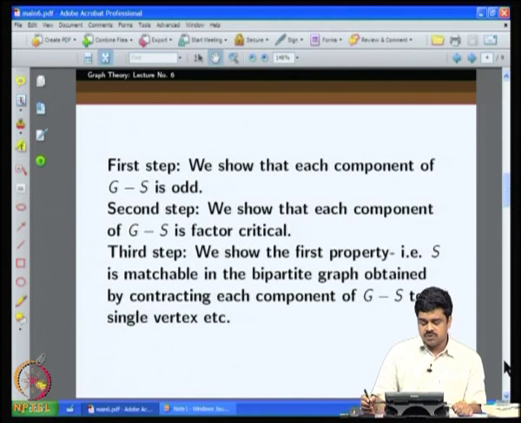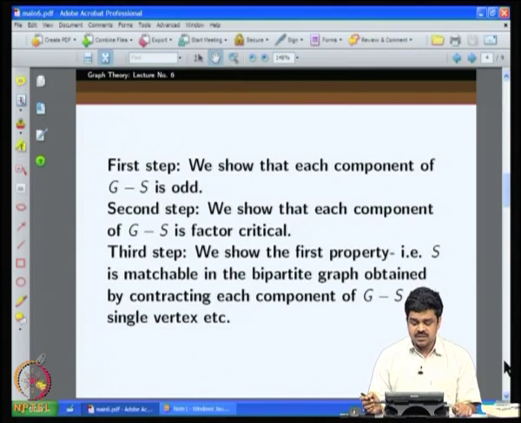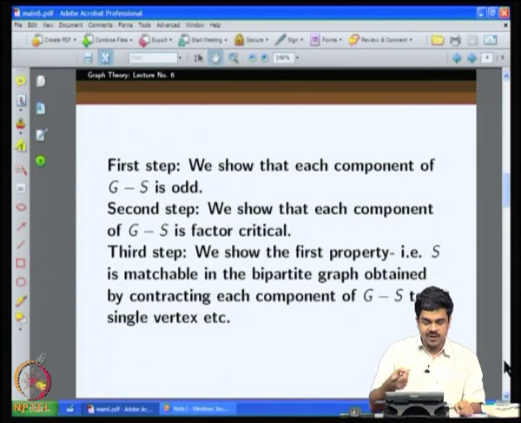So, what are the steps we followed? The first step was to show that each component is odd. We showed that if any component is not odd, that means if it is an even component, then I can move one vertex from that even component to the set S, and we will get a new set S union X. And then this set will be a bigger set from F, which will be a contradiction. That is what we did.